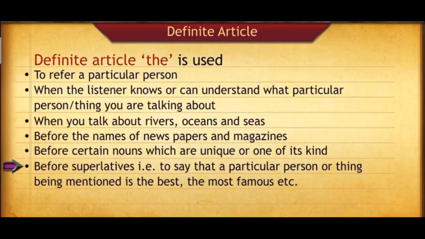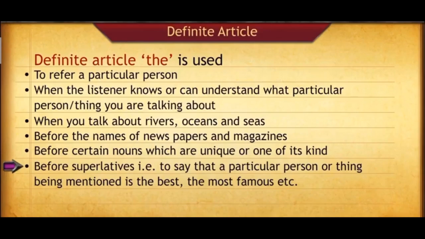When you talk about rivers, oceans and seas, okay, the names of rivers, oceans and seas are nouns. So when you talk about those, you will use the, like the Ganges, the Brahmaputra, right? Next, before the names of newspapers and magazines, like the Times of India, right? The digital era, all those. Doesn't matter if it's an online magazine, doesn't matter if it's offline, online, whatever it is.